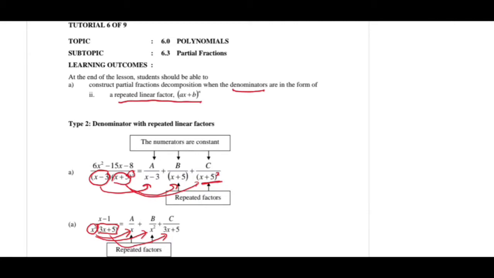And then what should we write as the numerator? Remember that the numerator should be 1 degree less than the denominator. So since the degree of the denominator is linear, the numerators must always be constants. Even though x + 5 is squared, this just means that it's a linear factor, repeated. Also the same for x squared. x squared is the repeated linear factor of x. So that's why the numerator for x squared is also a constant. Same for 3x + 5. 3x + 5 is linear, so the numerator is constant.